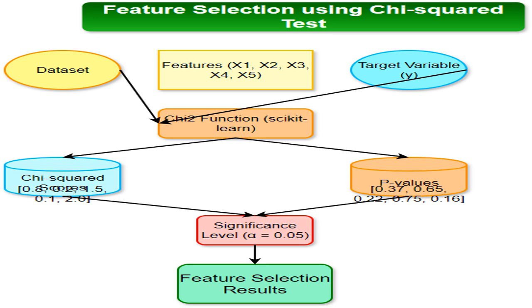This is a statistical technique used for feature selection in machine learning when dealing with categorical data.